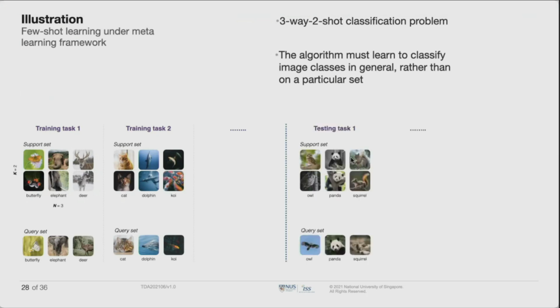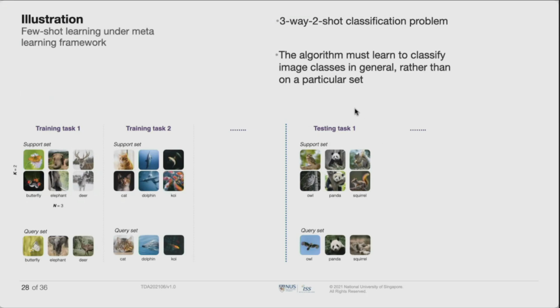When it comes to testing, few-shot learning also works differently. The testing in few-shot learning also goes by task. Furthermore, testing tasks are using images of classes not available in any of the training tasks. You can see that from the illustration. In testing task 1, the classes are owl, panda, and squirrel, and these 3 classes are not available in any of the training tasks. This is to ensure we can correctly measure the capability of the model in classifying image classes in general.